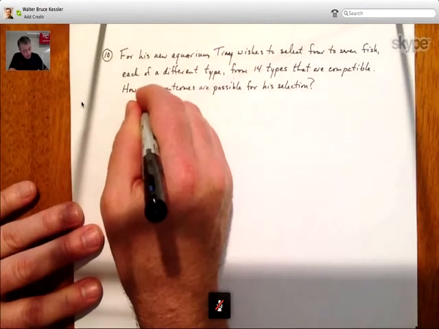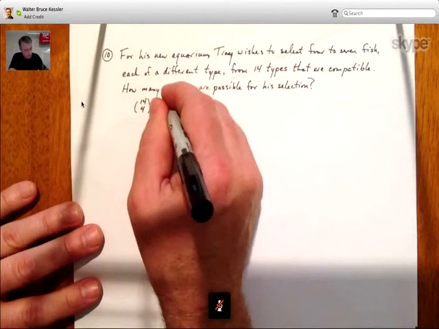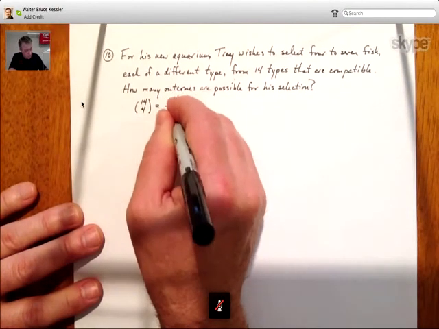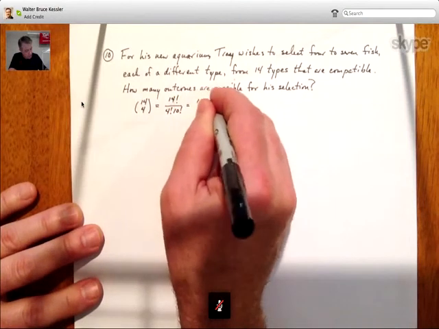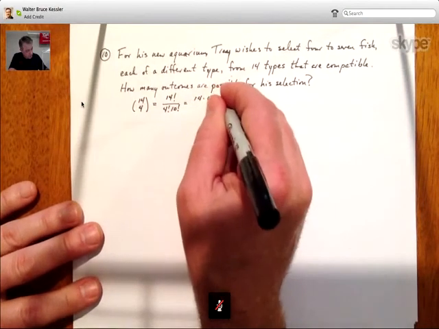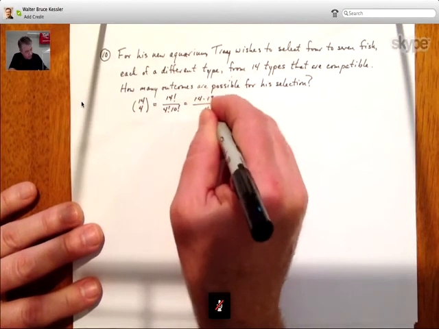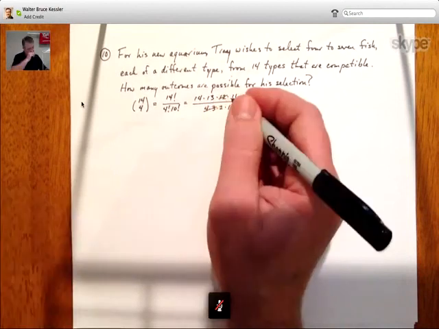So if we're choosing 4, this is 14 factorial over 4 factorial and 10 factorial. So this is 14 times 13 times 12 times 11 over 4 times 3 times 2 times 1. 4 times 3 is the 12.